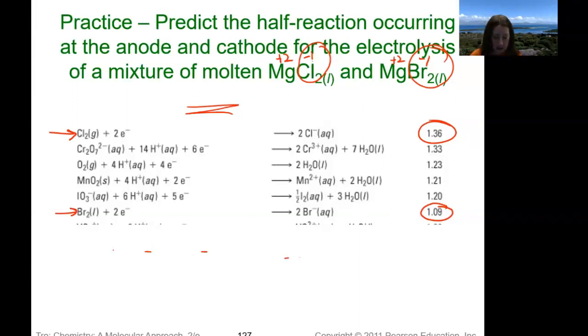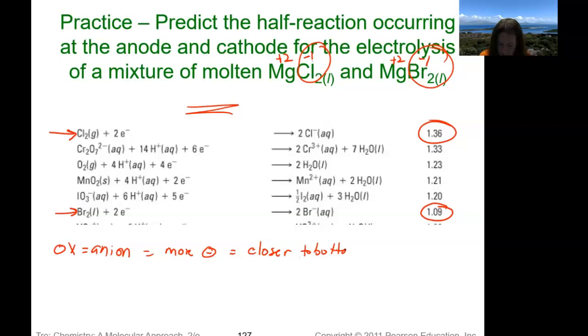More negative, less positive, right? Let's just write that again so I have that all correctly on here. So oxidized is going to be our anion, which is going to be more negative, which is going to be closer to the bottom. Yeah, I think I wrote it backwards in my brain, which is going to be, or I'll just say, less positive.